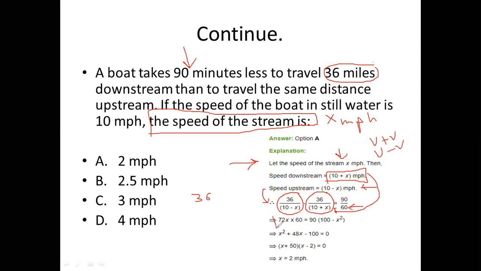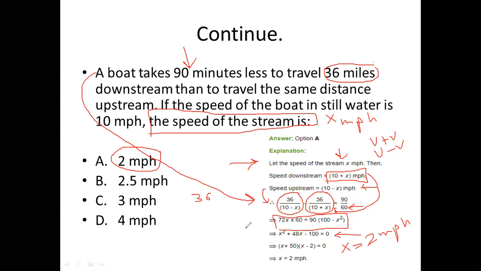If we compute the value of x from this equation, we get x equal to 2 miles per hour. So the correct option is the first one, right? We got this equation from the line which says that a boat takes 90 minutes less to travel 36 miles downstream than to travel the same distance upstream. So the distance is the same, 36 and 36, right?